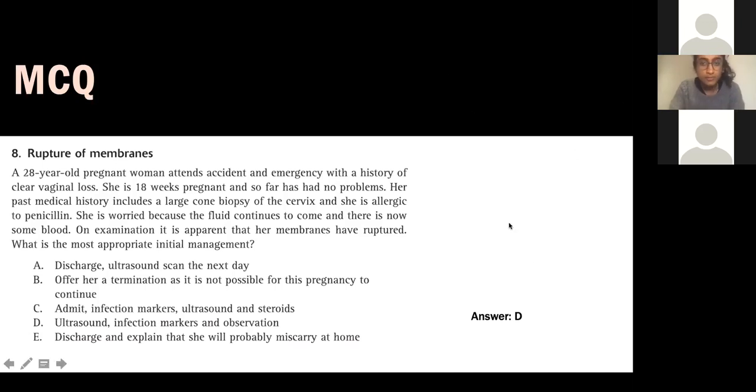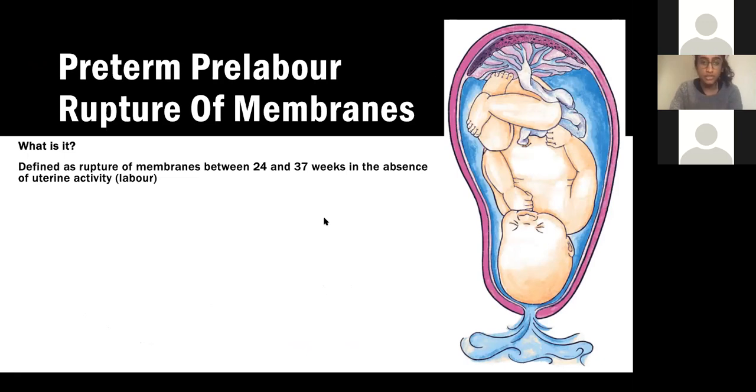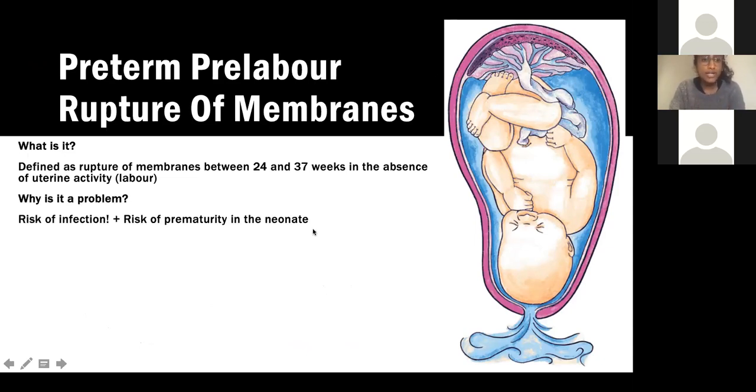Good. So we're just going to quickly go through preterm, pre-labor rupture of membranes, or PPROM. So what is it? It's defined as rupture of membranes between 24 and 37 weeks. And this lady had it happen before that. In the absence of uterine activity, so it's pre-labor. And why is it a problem? Because of the risk of infection we've mentioned already and the risk of prematurity in the neonate.